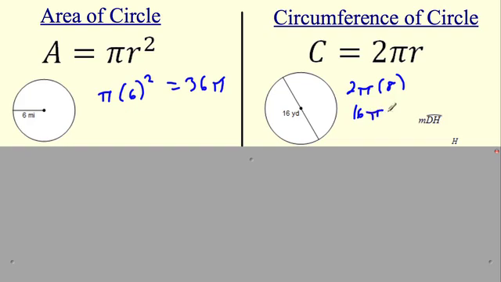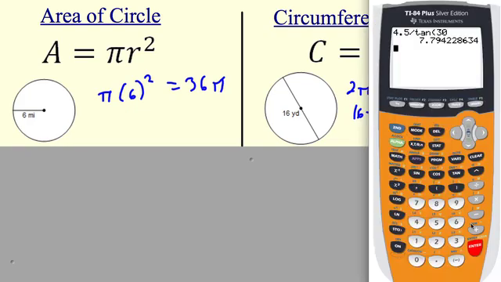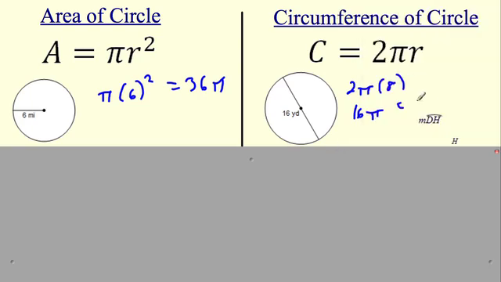And sometimes I may say, go ahead and multiply that out. What is the decimal value? You can just type it in. I was using 3.14. You can use the pi button. 50.24. Usually we round it to just one decimal, the tenth. So I may ask for the approximate, that's the decimal version, or the exact, something like that.